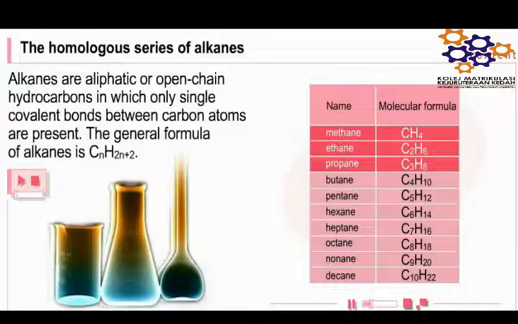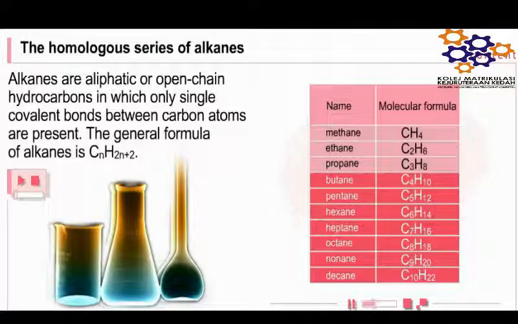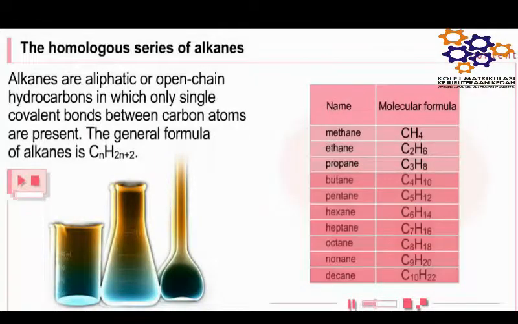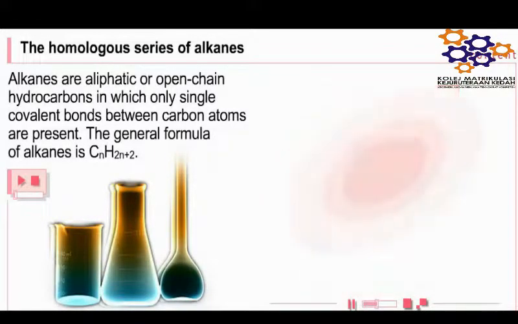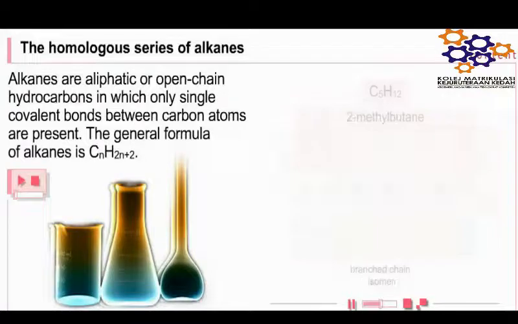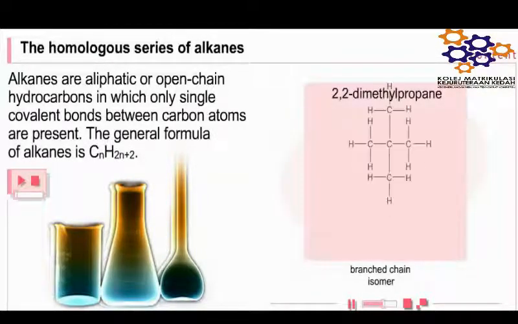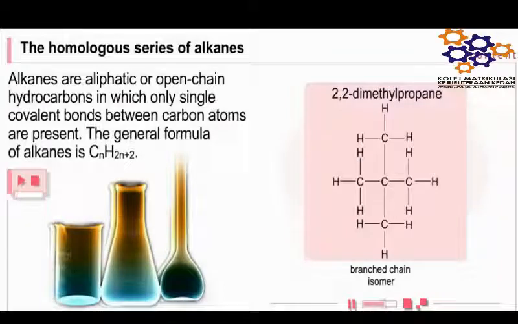The first 3 members of the alkane homologous series have no structural isomers, but starting with 4 carbon atoms, alkanes can form branch structures. For example, with 5 carbon atoms, 3 structures are possible: 1 with a straight chain and 2 with branch chains. As we learned before, these are structural isomers.